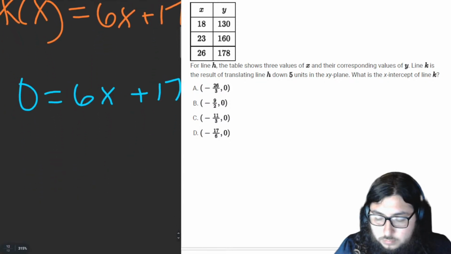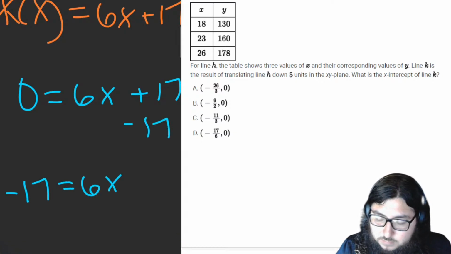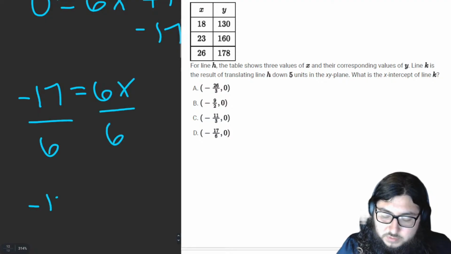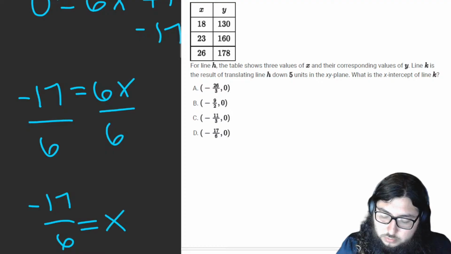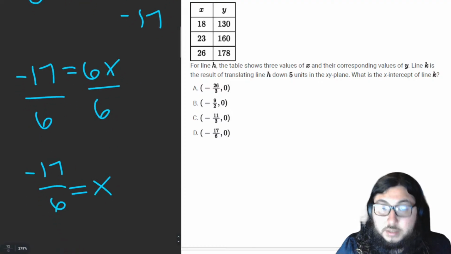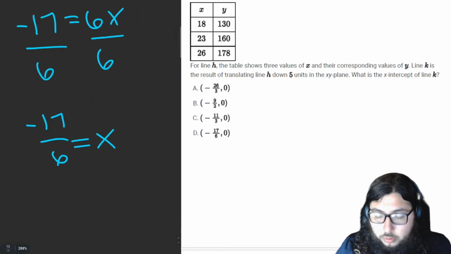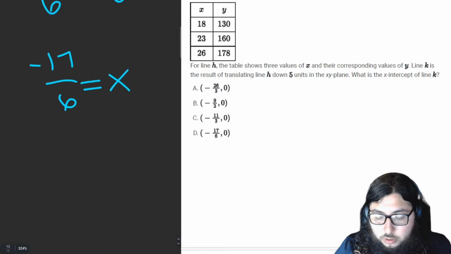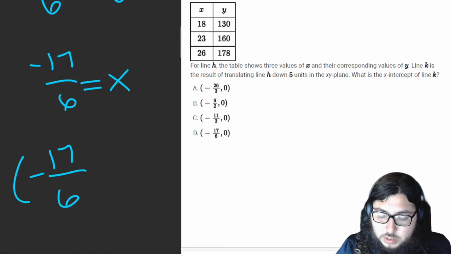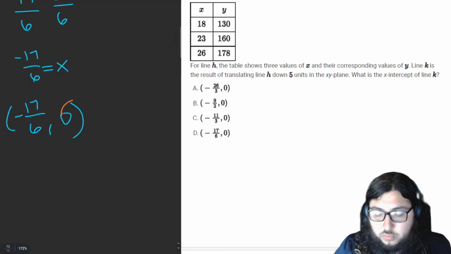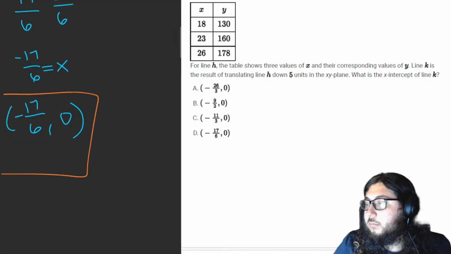So then, subtracting 17 on both sides gives us negative 17 is equal to 6x. And then dividing by 6 on both sides gets us that negative 17 over 6 is equal to x. So our x-intercept would occur at negative 17 over 6, comma 0, because the x-intercept always occurs when y equals 0. And this would be your answer.